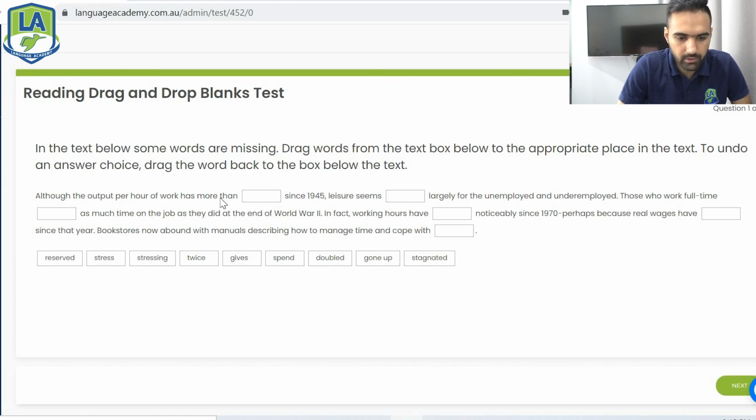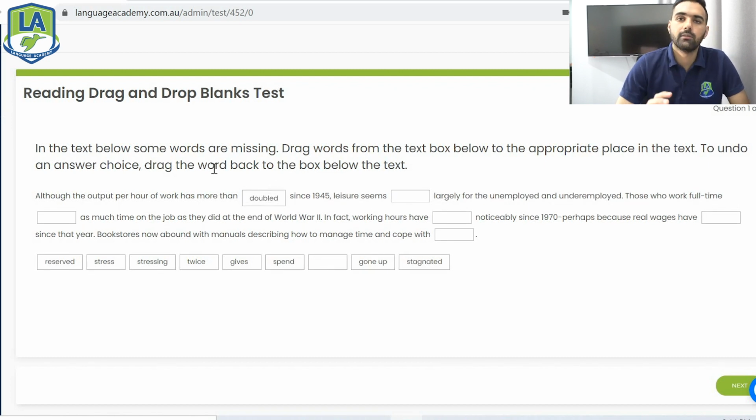Although the output per hour of work has more than what? More than, you always say more than tripled, more than doubled. You'll never say more than two times. More than twice you can say. But let's have a look at what is the right answer. What do you always use with since? More than twice or more than doubled? You always say this has more than doubled since 1953. So doubled will be the right answer. Why doubled? Because the passage is talking about the work having increased. So we have to use a word which signifies that something has improved or increased dramatically.